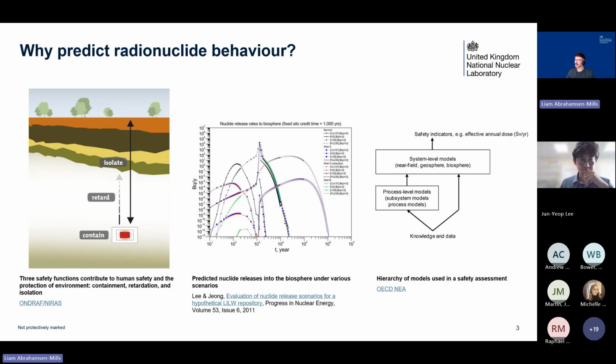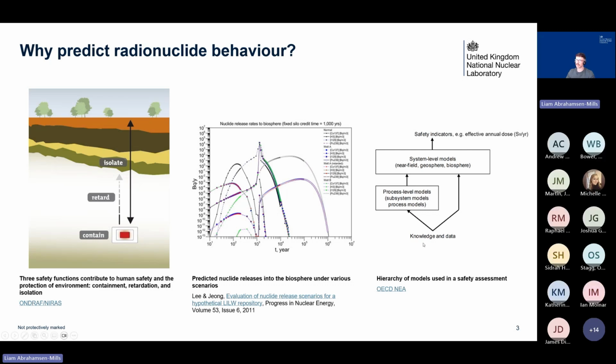It's not possible for one model to do everything. We need to start with our fundamental knowledge and data. We need to feed that into detailed mechanistic models of small scale processes and small components of a disposal system that then feed into larger system level models which output safety indicators such as risks or doses to the public.